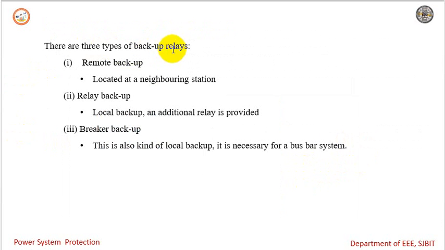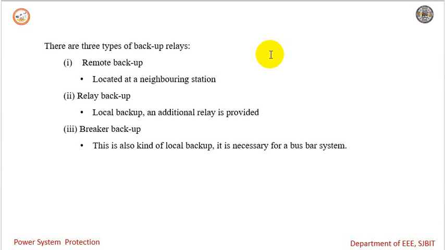Usually there are three types of backup relays. One is remote backup, next is relay backup, and third is breaker backup. The first one is remote backup. Remote backup is a type of backup relay located at the neighboring stations. They back up the entire primary protective schemes.